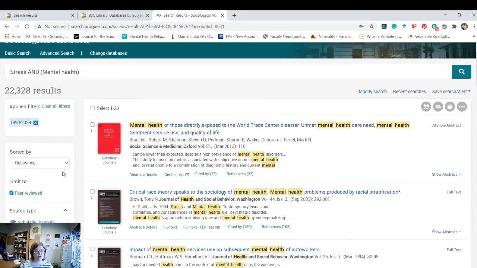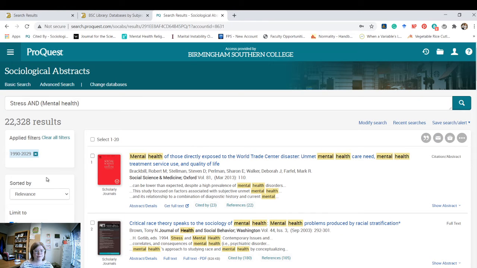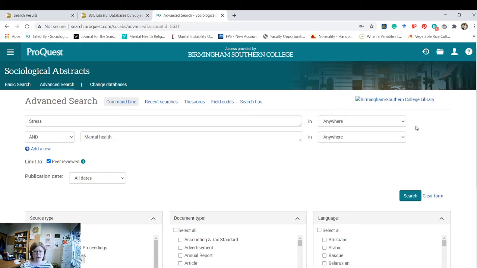But I still have 22,000 search results. That's really too many to parse. I really don't need 22,000 search results. So I'm going to go back to the search by clicking on advanced search. And I'm going to say that I want stress and mental health to appear in the abstract of the article. The abstract of the article is the little blurb at the top of the article that basically digests the article for you. It's a master summary of the article. So I want stress and mental health to be key terms in the article, something the article is about.